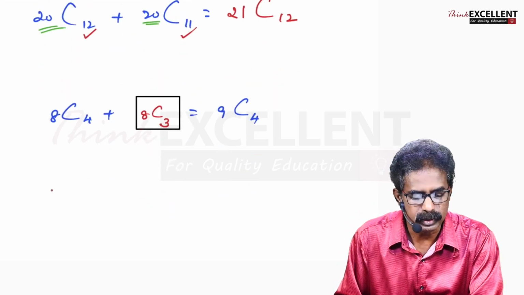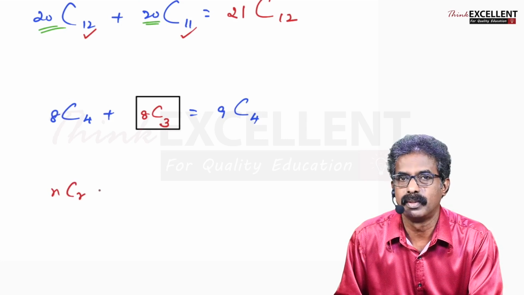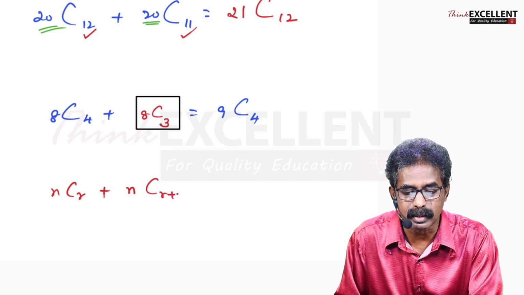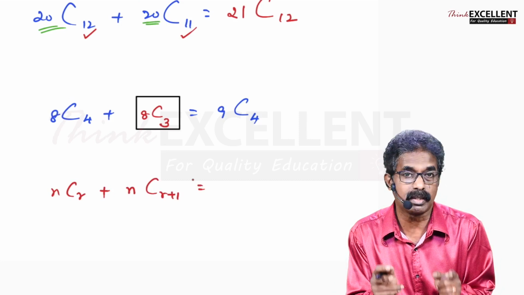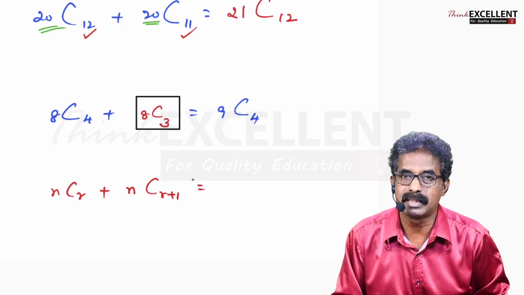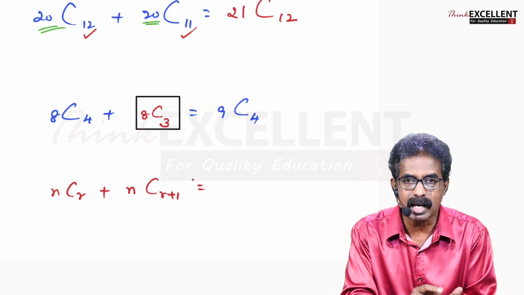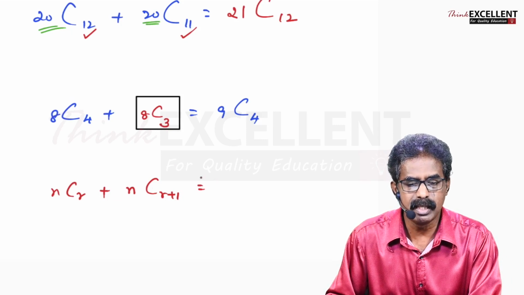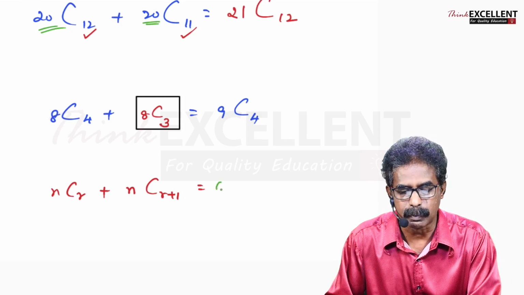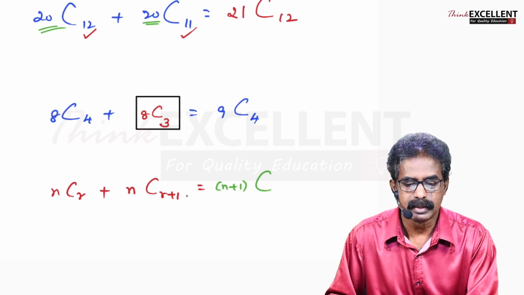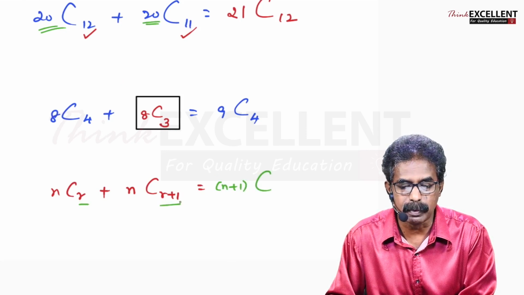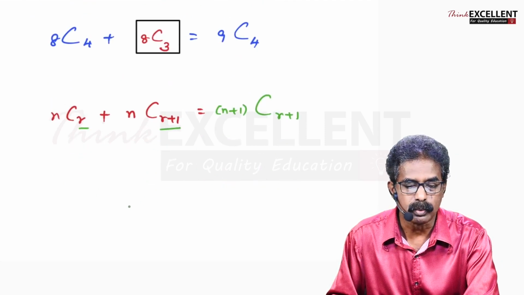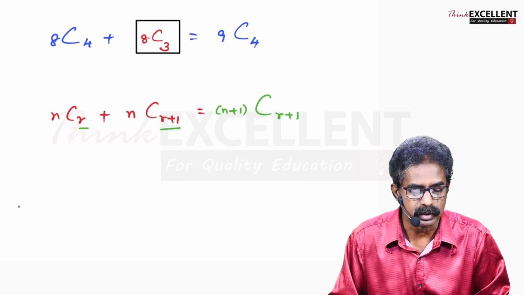So suppose if you have NCR plus, first number must be same, NCR plus 1. Then what should be your answer? First numbers are same. Check whether you can add it. Yes, first numbers are same. Second number is two consecutive numbers, R and R plus 1, right? So you can add it. When you add, first number, you add one more. That is N plus 1, C. Second number, write the greater one. R and R plus 1. The greater number is what? R plus 1. Okay, so hope you understood how to add two combinations.